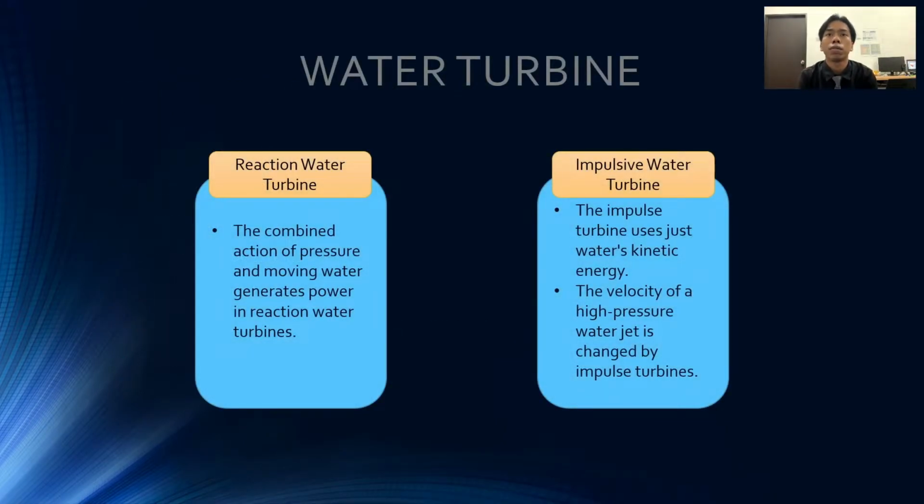For the water turbine, we have 2 types, which are the reaction water turbine and the impulse water turbine. For the reaction water turbine, the combined action of pressure and moving water generates power. For the impulse water turbine, the impulse turbine uses just water's kinetic energy, and the velocity of a high pressure water jet is changed by the impulse water turbine. That is an example of the impulse water turbine.